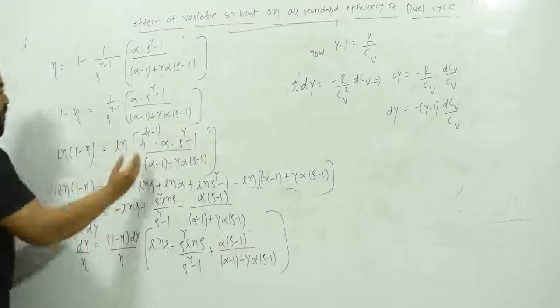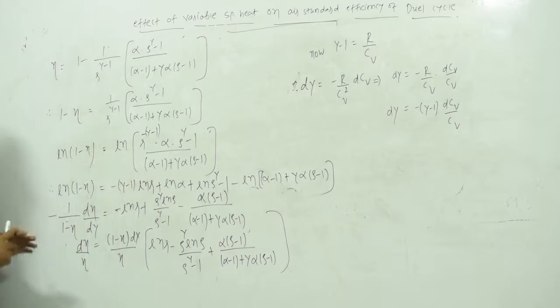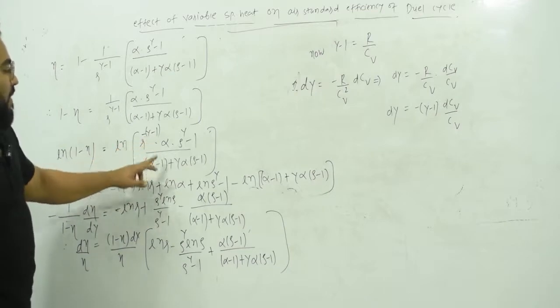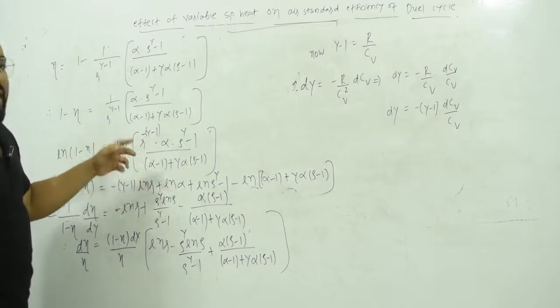Okay, so I have just put ln on both the sides. So this is ln of 1 minus eta. Now what will happen? This is ln of a upon b, so by the division rule it is ln a minus ln b.